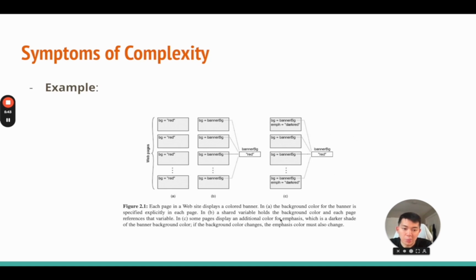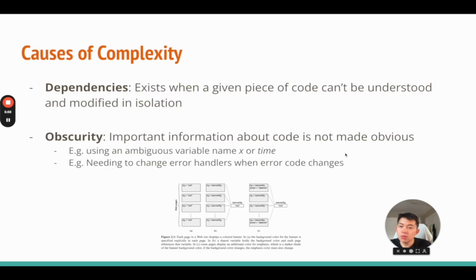Yeah, so like what the book says, if the background color changes, the emphasis color must also change. But this is not clear when someone looks at the banner BG variable definition as it is. So what causes complexity? Now that we know what complexity looks like, what causes it?